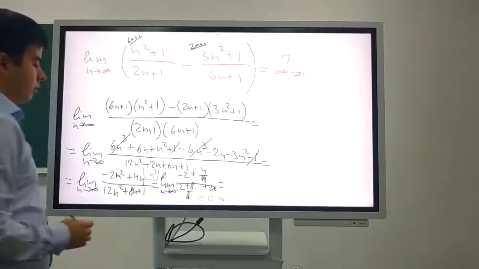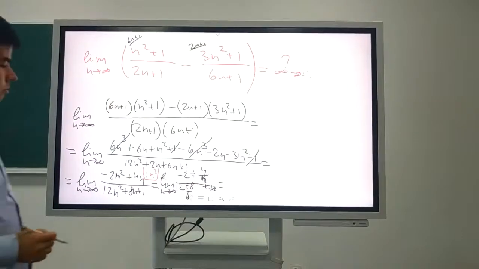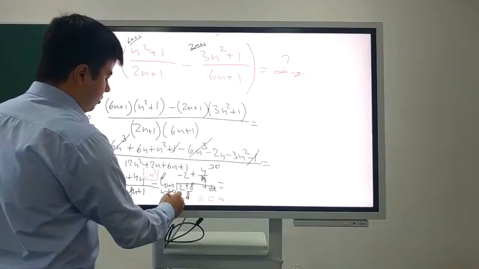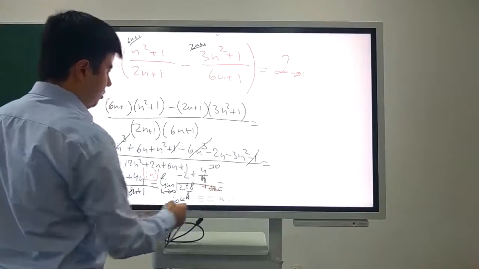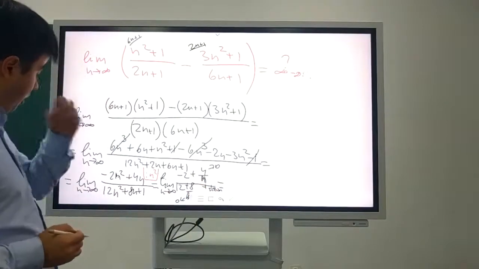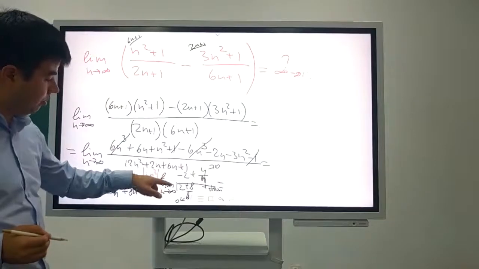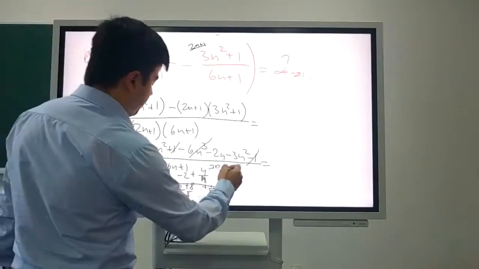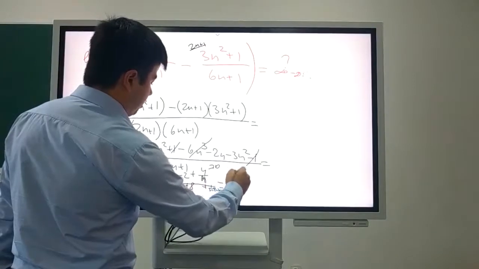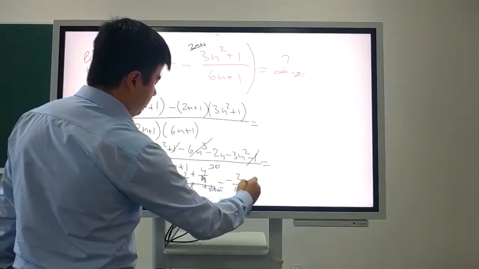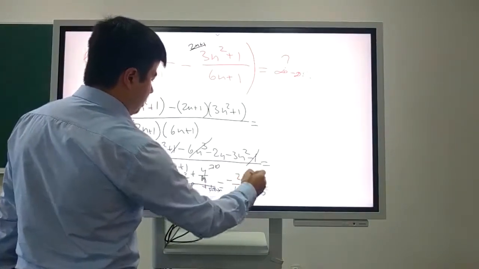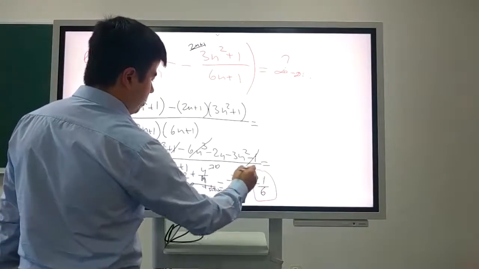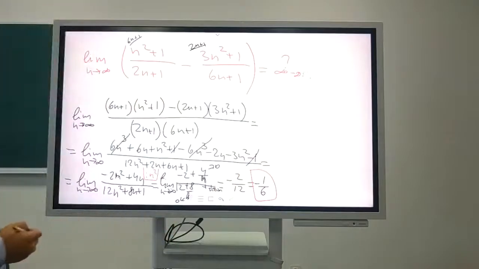And now these terms are going to 0. They all go to 0. But we have just minus 2 and 12. So the answer is the ratio of minus 2 and 12. Minus 2 over 12, or minus 1 over 6. This is the answer of our example.